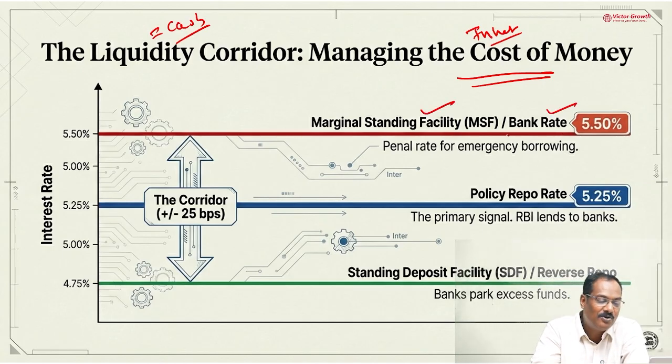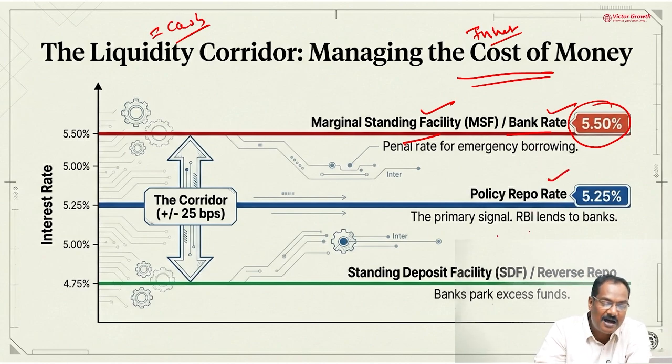Okay, what is this? Both are this, the rate at which banks are borrowing money. When you are borrowing money, you have to pay some interest, right? That rate is kept at 5.5%. It is a little above the repo rate. Repo rate is also lending, but that is from the RBI to the banks.